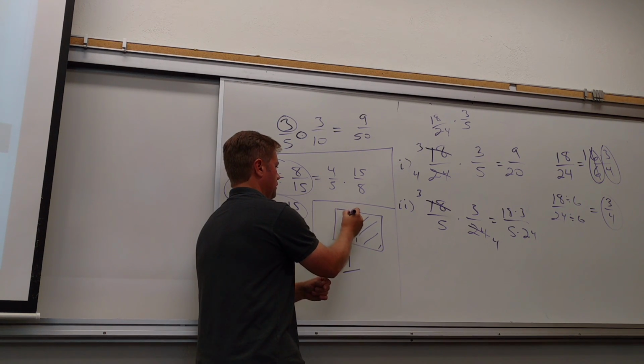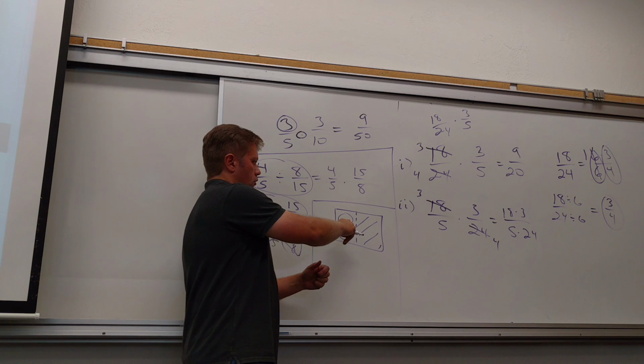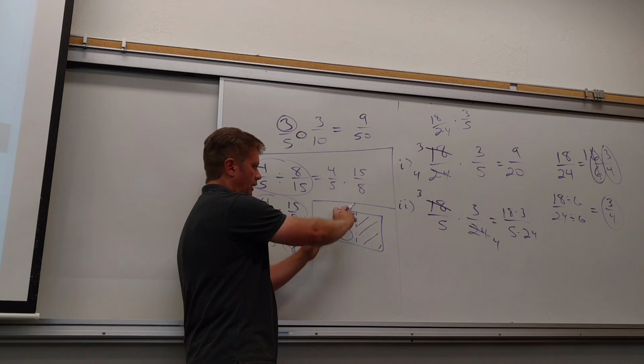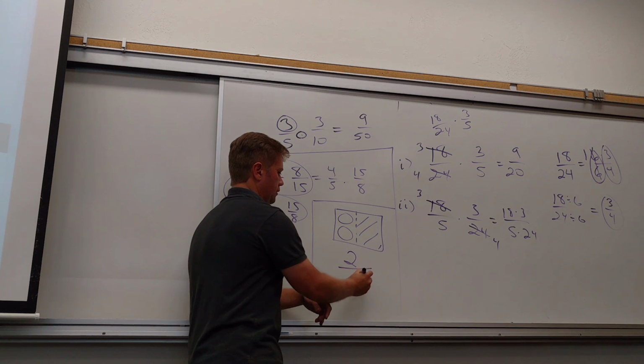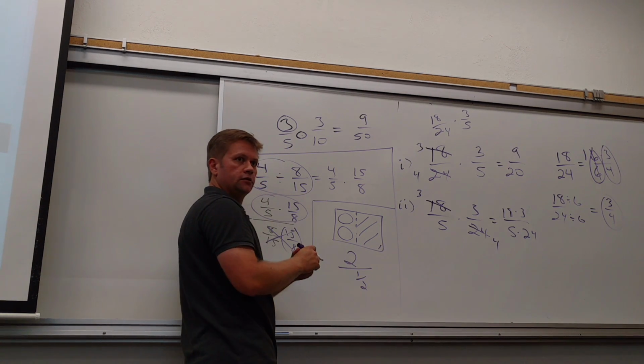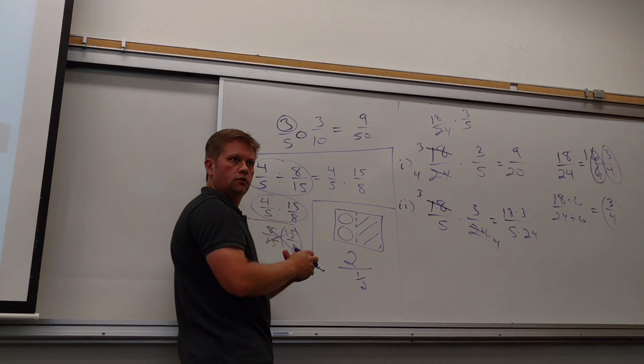It's been a while since I've done this. So, oh yeah, that's right. There's 2 oranges in like half the crate. So there's 2 oranges in 1/2 of a crate. How many total oranges are there going to be if it's full?